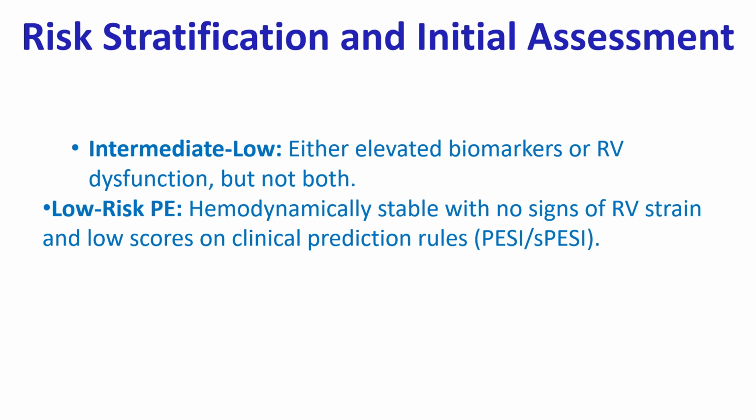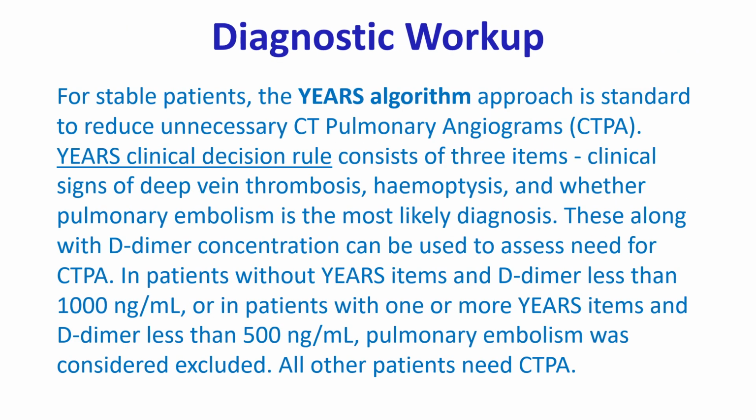Low risk pulmonary embolism: hemodynamically stable with no signs of right ventricular strain and low scores on clinical prediction rules like PESI and SPESI. For stable patients, the YEARS algorithm approach is standard to reduce unnecessary CT pulmonary angiograms.